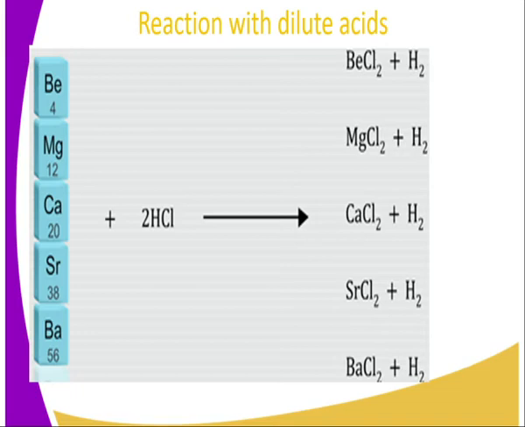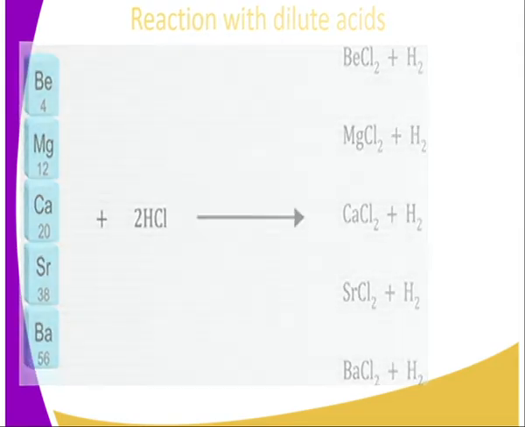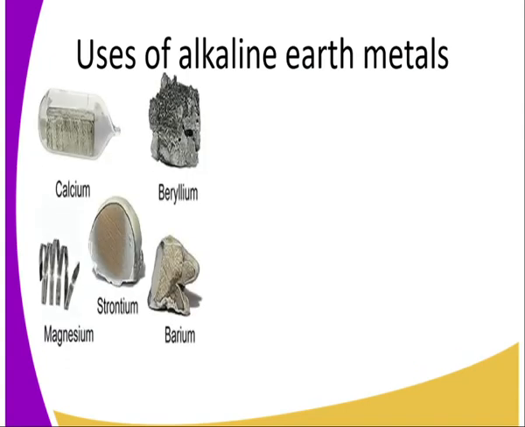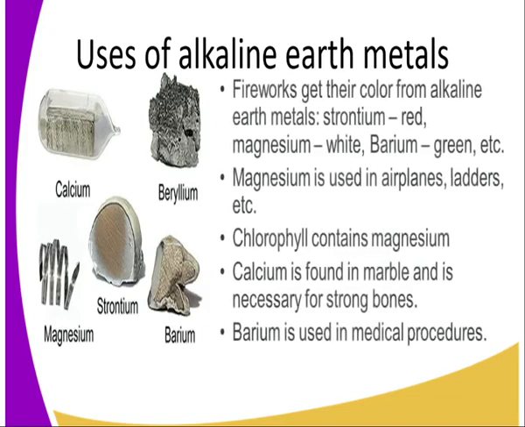So in general, they react with acids, forming the respective salt. In this case, we have used hydrochloric acid, but if we use, for instance, sulfuric acid, we will form a sulfate salt plus hydrogen gas. What are some of the uses of these alkaline earth metals, the likes of calcium, magnesium, strontium, and barium?